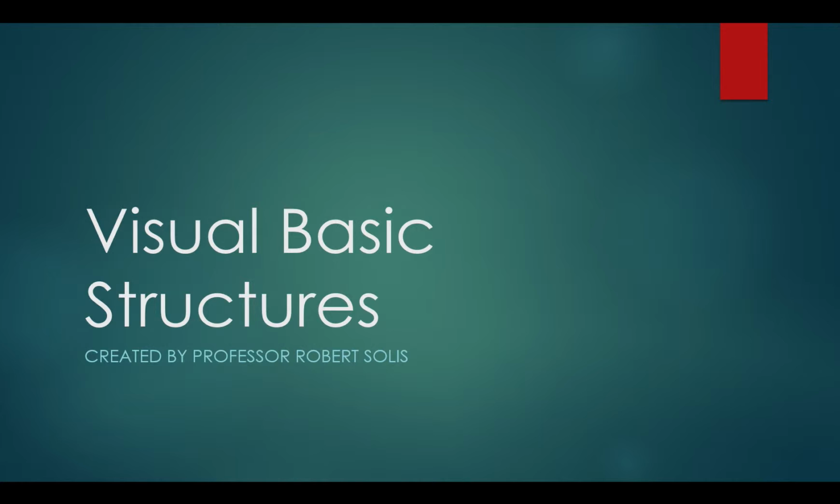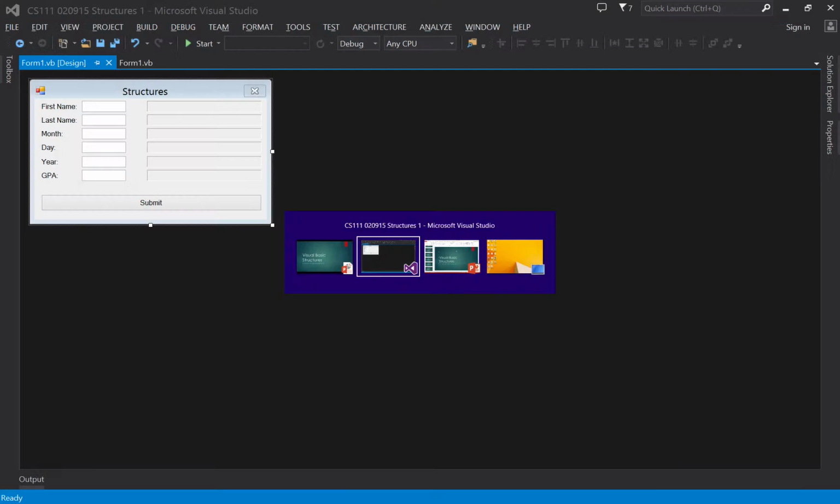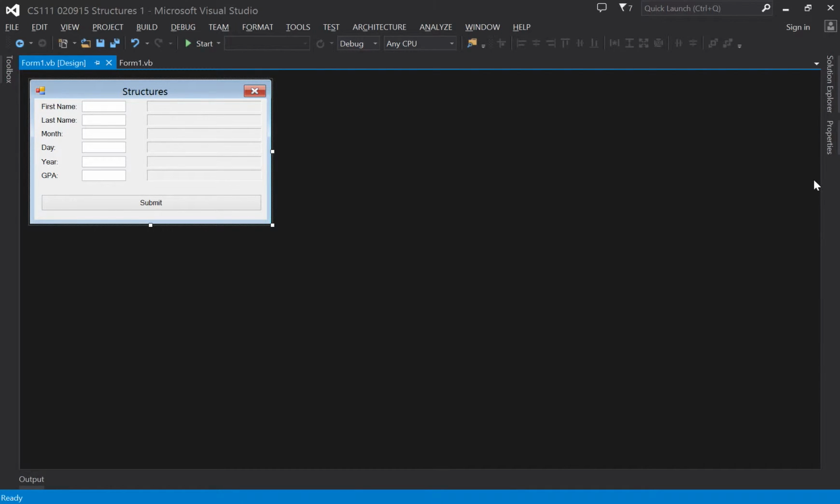We're going to be talking about structures in Visual Basic. So let me switch over here to Visual Studio and give you a very simple program demonstration of how we use structures. First of all, I'm going to ask the user to enter their personal information, like first name, last name, the birth date, and also their GPA. And then I'm going to put this information into these labels when I click the Submit button. But how I'm going to transfer the information from the text boxes to the labels, that's what I want to talk about in terms of using structures.